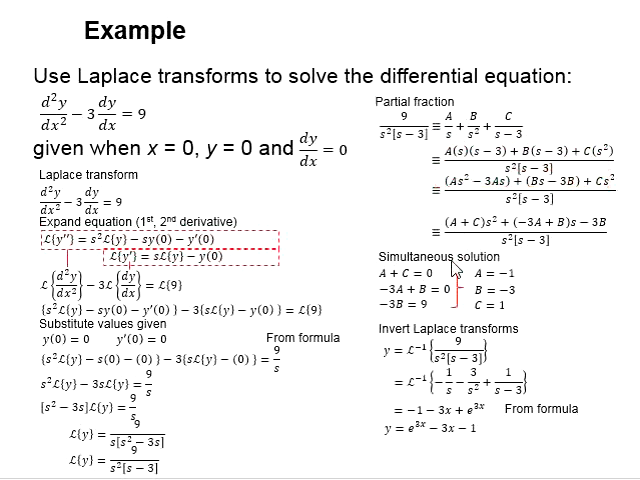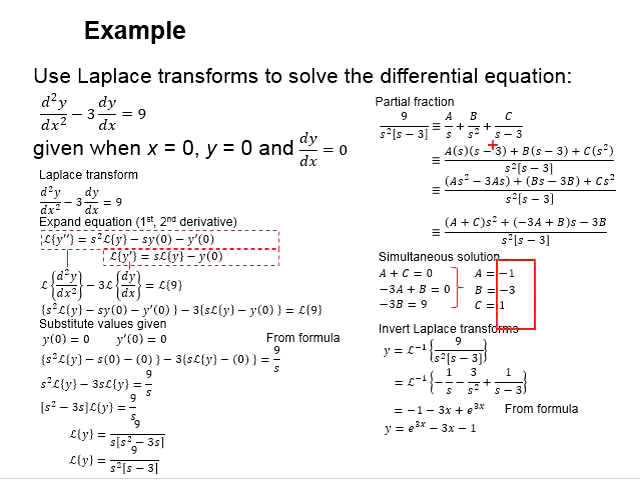Rearrange the function, you will get this. Make direct comparison between this and this. You know that A plus C is equal to 0 because you do not have any s squared term. Minus 3A plus B will be equal to 0 also because you don't have any s term. And negative 3B is equal to 9 here. So the three equations are written here. Solve the three equations simultaneously, you will get A, B, and C as given here.